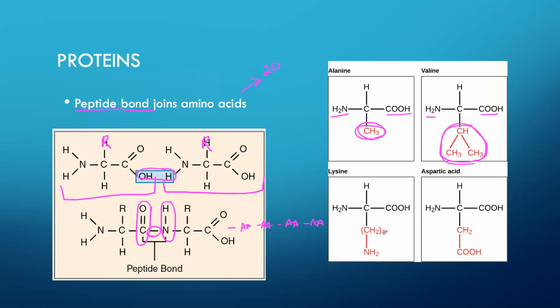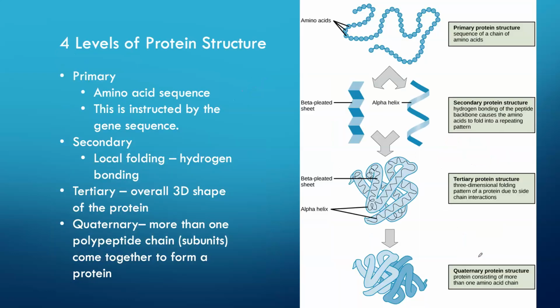However, we see with lysine in the R group that there is another nitrogen, and we see with aspartic acid that there is another carboxyl group that's added. So the R groups can differ between amino acids, and that plays a role in how the protein will ultimately, the structure of it will be, or how it will be folded. So proteins have what we call 4 levels of structure. And the 3-dimensional shape, or the way the protein is folded, is very important to its function.